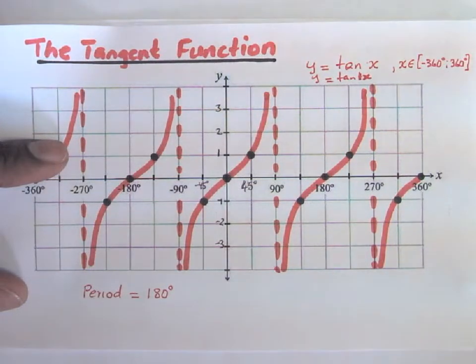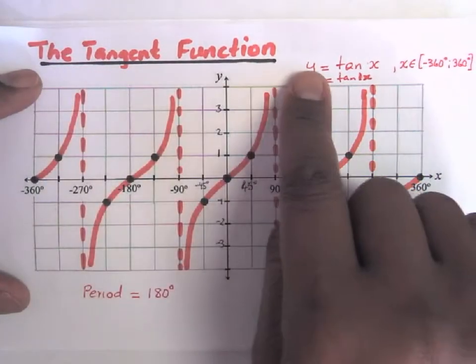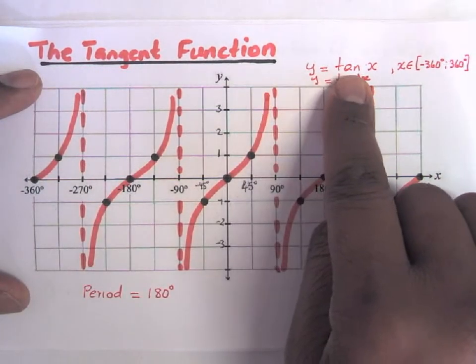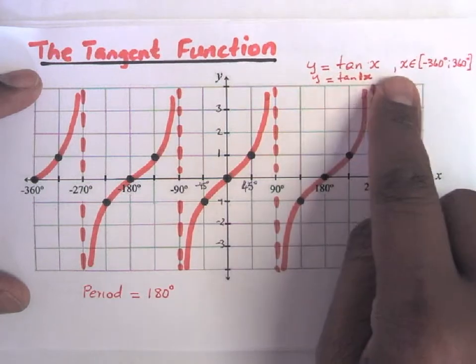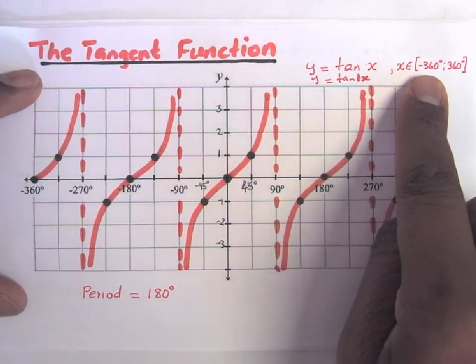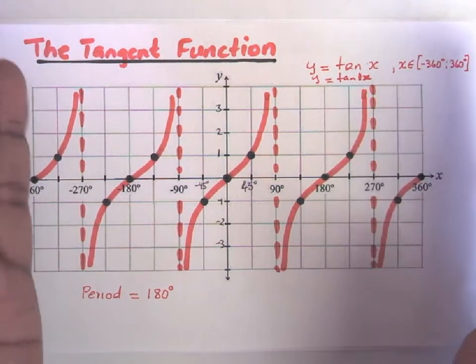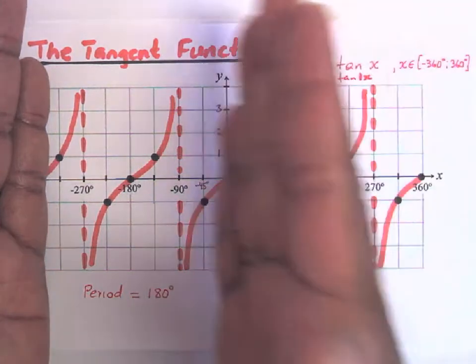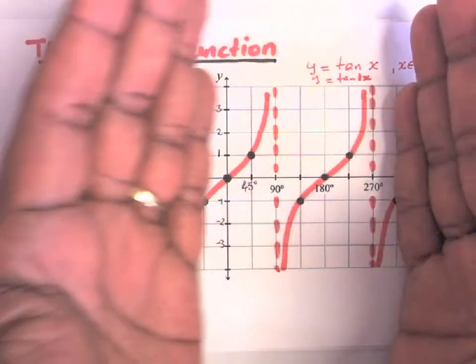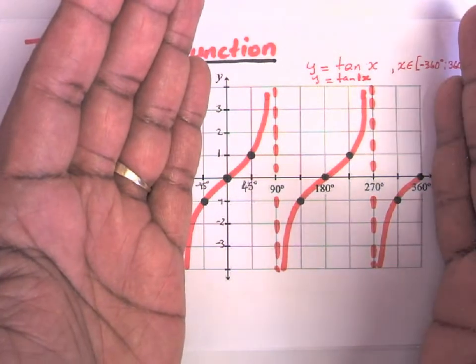Hi, grade 11s. Today we are going to look at the tangent function, which is basically y is equal to tan x. In this case, we'll be looking at the interval x, an element of negative 360 degrees to 360 degrees, meaning that the graph starts from there to there. We can chop it off so that you understand the things. We'll look at some of the questions.